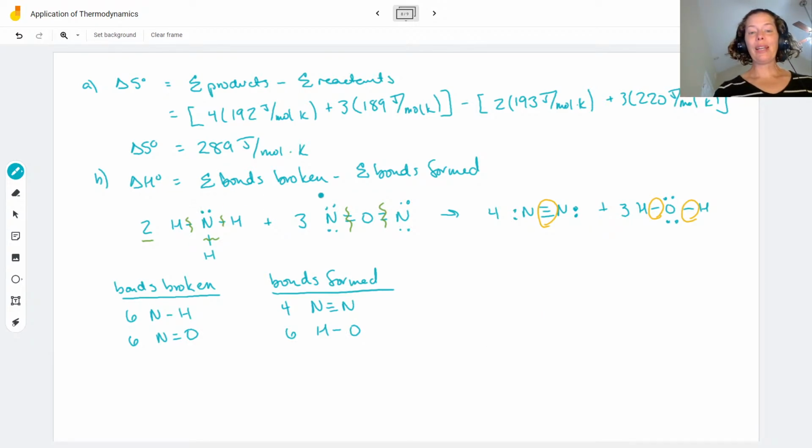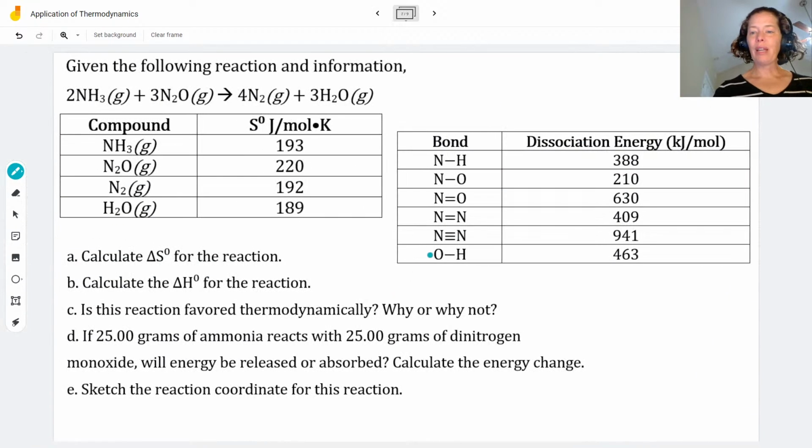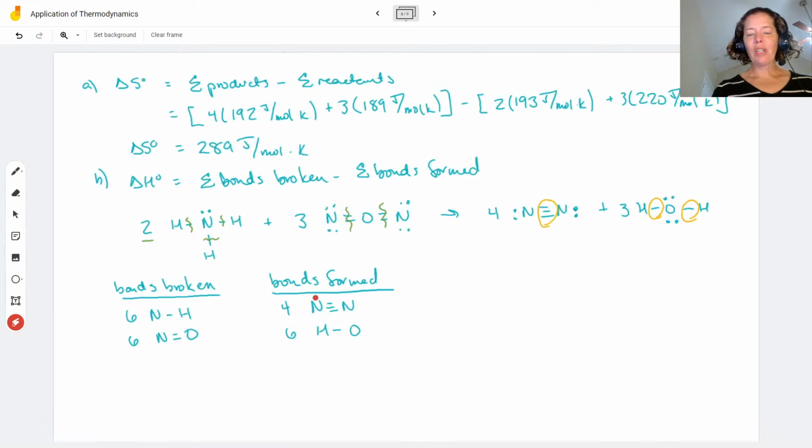So now we're just plugging into bonds broken minus bonds formed, and of course we're going to use these energies here. Now one thing I do want to point out is be careful. Here's a nitrogen double bond as opposed to a nitrogen triple bond. When we're talking about our nitrogen triple bond here, just be careful that you're plugging in the triple bond energy and not the double bond energy. Again, it's a really easy and common mistake to make, plugging in the wrong numbers there.